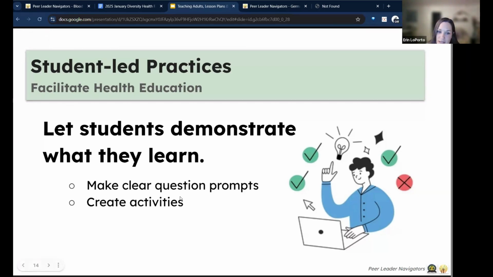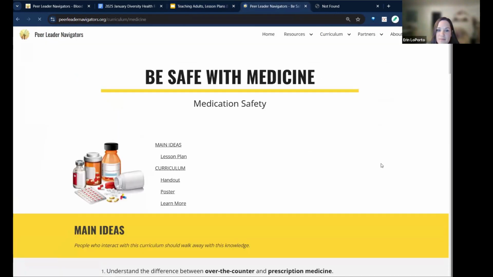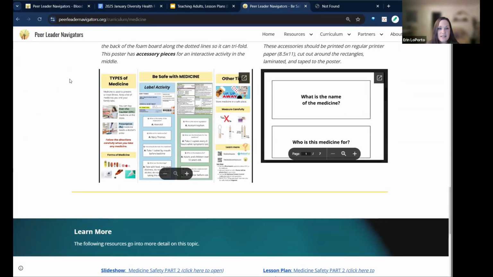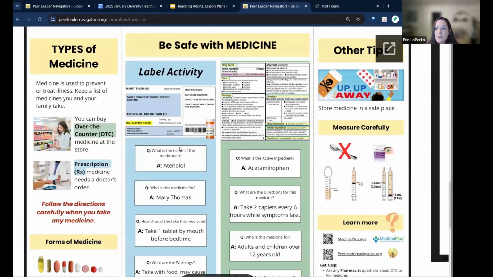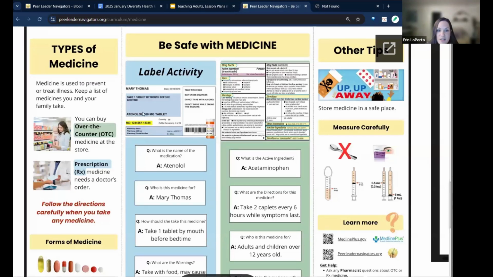And activities are another great way to have them demonstrate what they learn. I'm going to come and show the Be Safe with Medicine poster. This poster is a really fun activity where we have the different medicine labels, and then there are some questions and answers. So this is extremely engaging. They have a chance to demonstrate what they learn, what they know, what is the name of this medication. They can come up here on this label and see where they can find it, and then feel ready to tackle the other one as well.